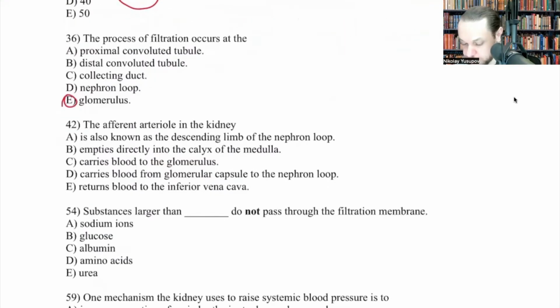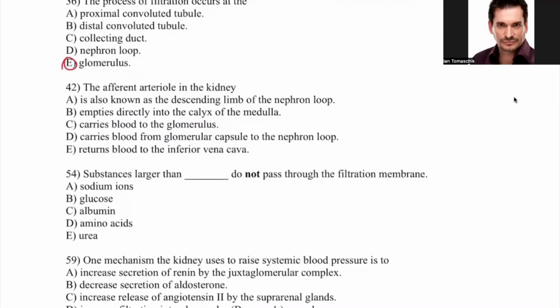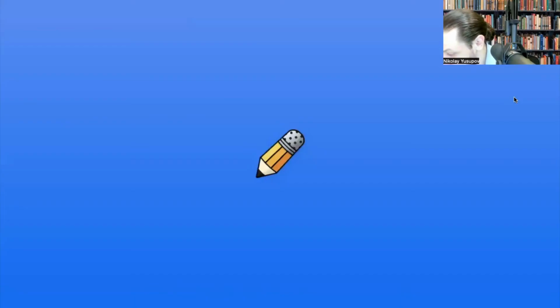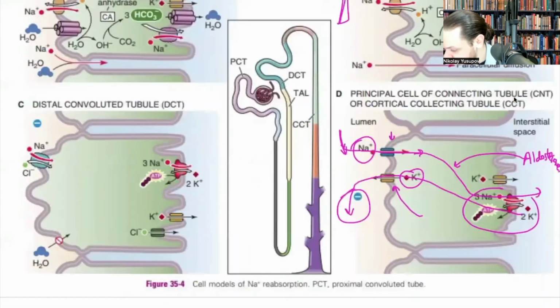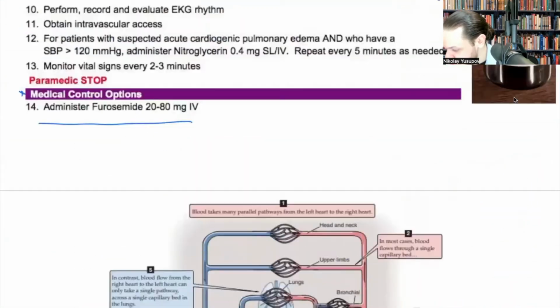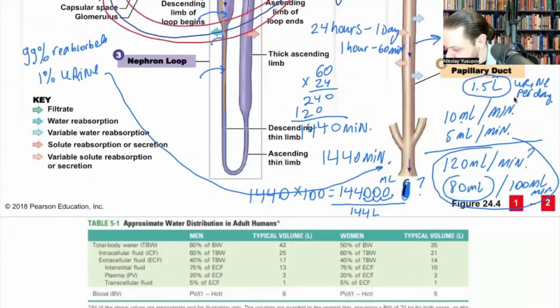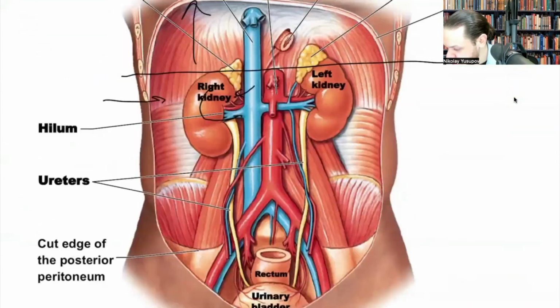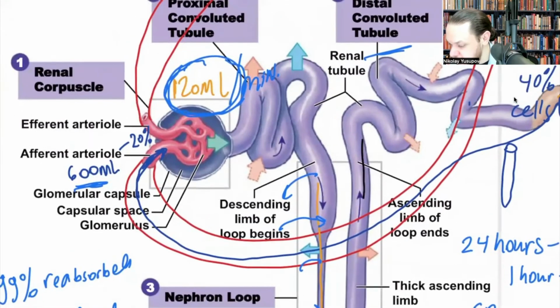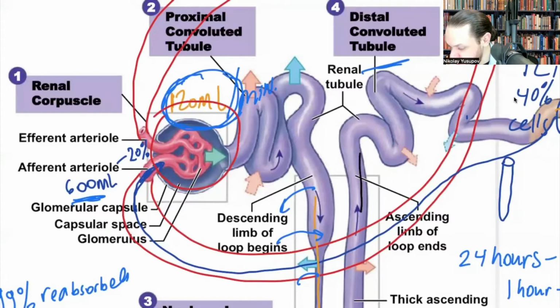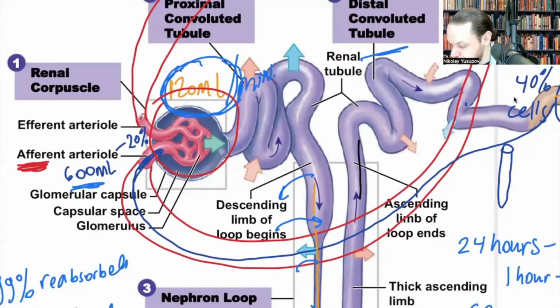We're going to go with Ian for 42. The afferent arteriole in the kidney, C, carries blood to the glomerulus, correct. So let me actually show you guys. Let me go find a good picture for you guys. So you guys can see this well here? So this here is the glomerulus, the one I'm circling, and the afferent arteriole, that's written here, is what's bringing blood inside.